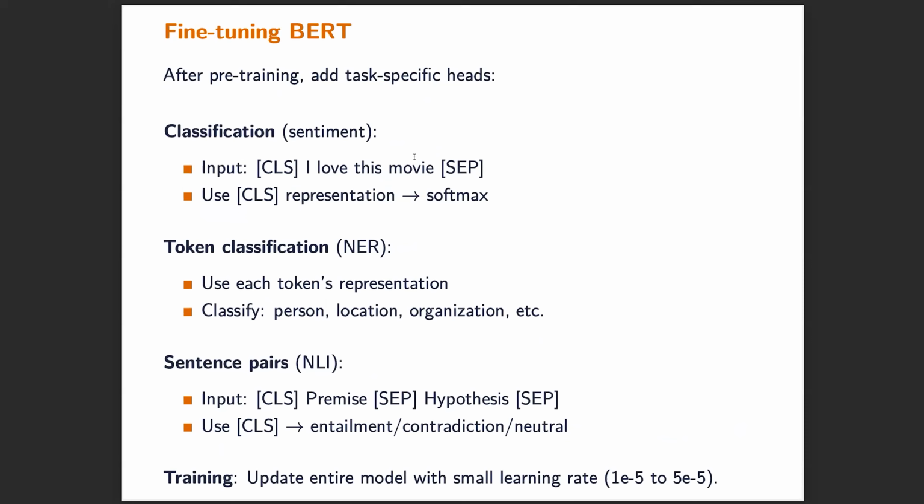Okay, so how do we do fine-tuning? Well, if we have a classification task, just like what we did for Vision Transformer, we use the CLS token and send it to a softmax to get the probabilities. The token classification task is also called named entity recognition, or NER.